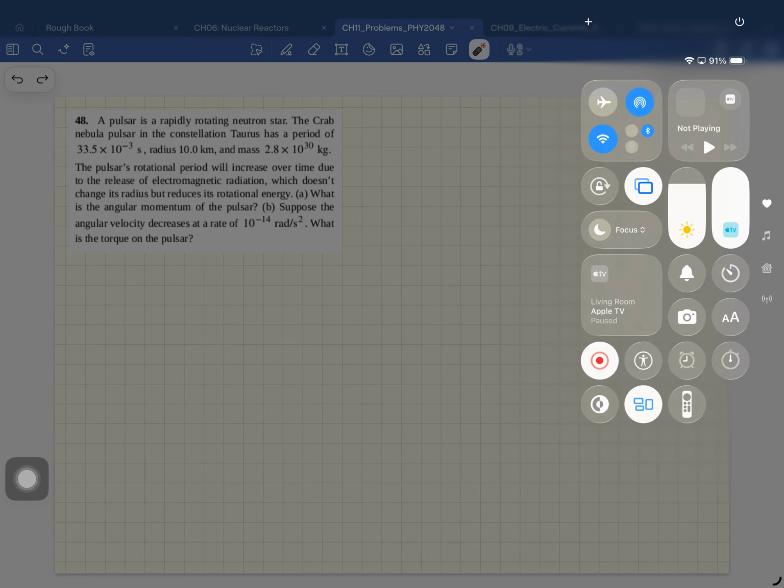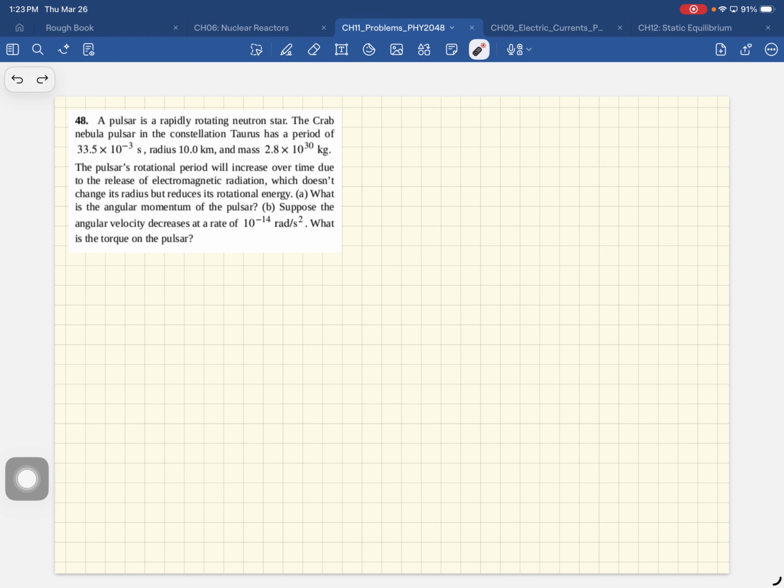Out in space. Okay? So this is nothing spectacular, but it's spectacular compared to what happens on Earth. The pulsar rotational period will increase over time due to the release of electromagnetic radiation, which doesn't change its radius but reduces its rotational energy, and also it's emitting gravitational waves as well. Okay, so what is the angular momentum of the pulsar? Okay, so no, it's just losing energy via electromagnetic.